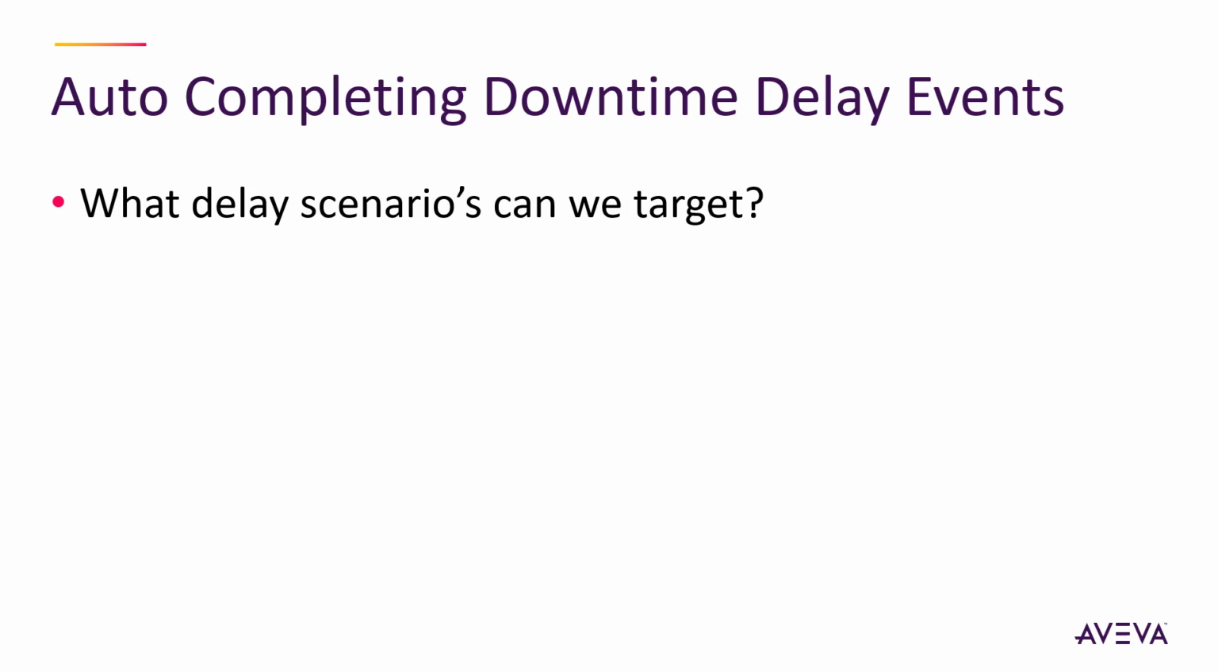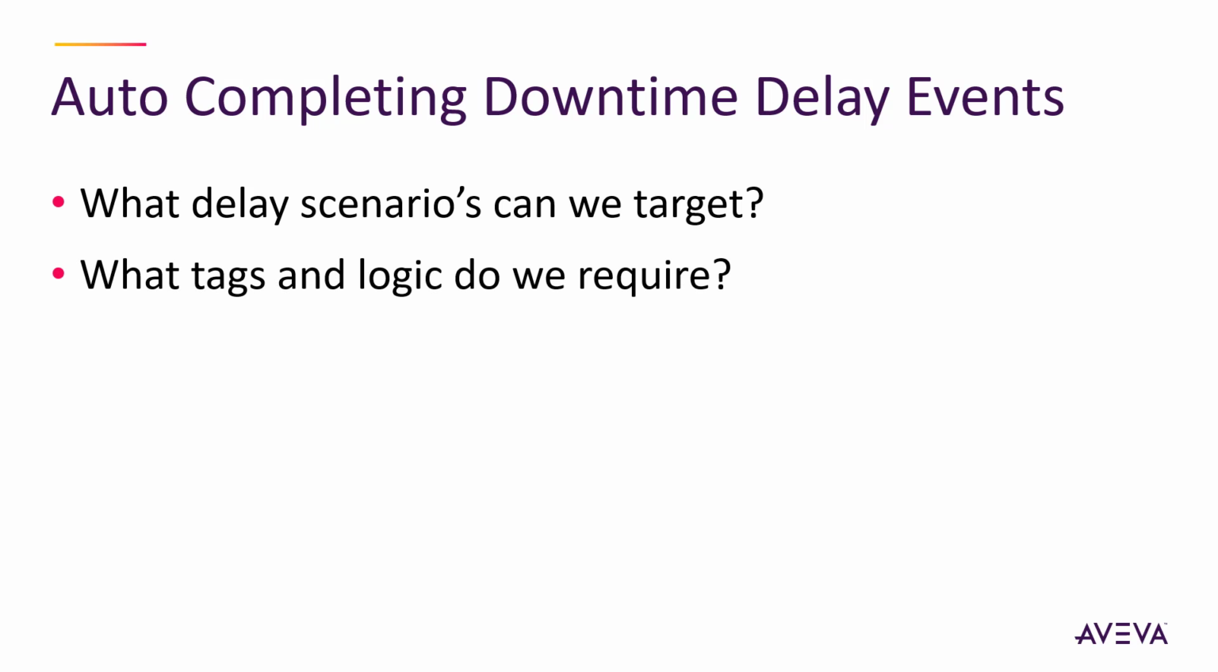Another example may be where an asset is stopped due to an upstream or downstream equipment delay. It is also handy to auto-complete delays where the SCADA alarms point to a specific cause for the stoppage or slow running delay event. Now that we have some of the delay scenarios to target, we must identify the tags and logic that will power the rules within Ampla.